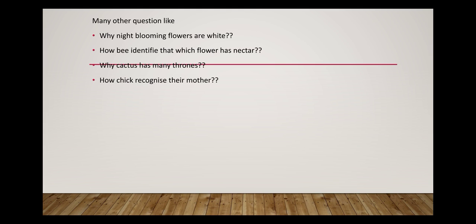And the last is, how do chicks recognize their mother? So the answer is imprinting. Imprinting is when we see something first, we can actually memorize it very well. So by using this imprinting or by the touching sensation, the chicks or any newborn can identify their mother.